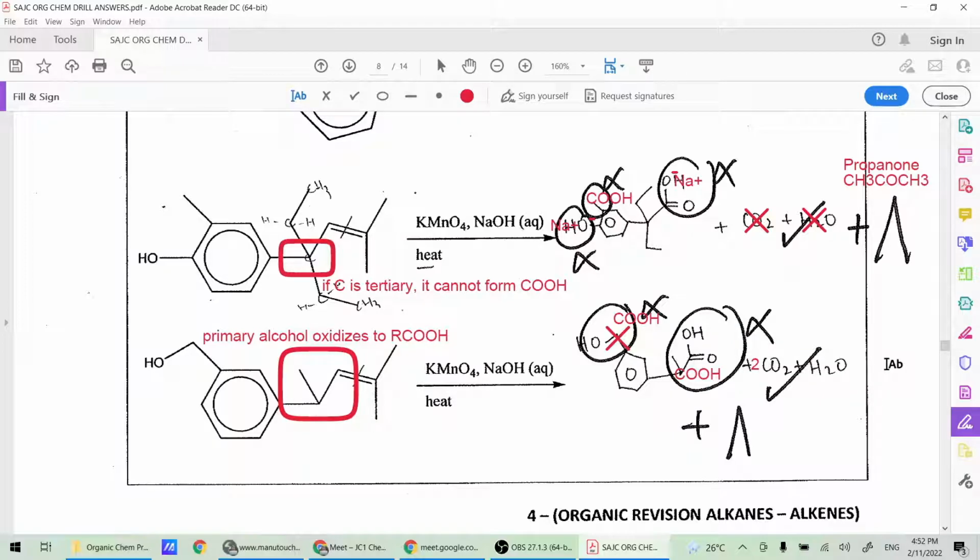So actually this part over here, after oxidizing, should give carbon dioxide and water. Yeah, this part gives off carbon dioxide and water. Then on the other side of the double bond, we will also get a propanone, and just propanone.